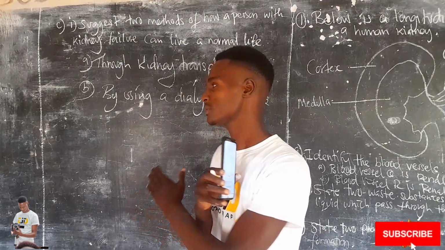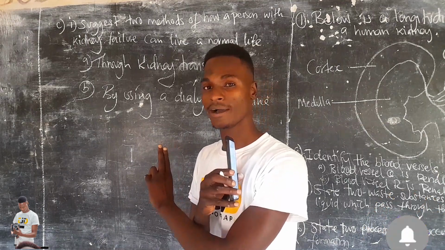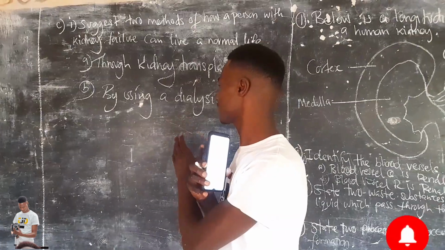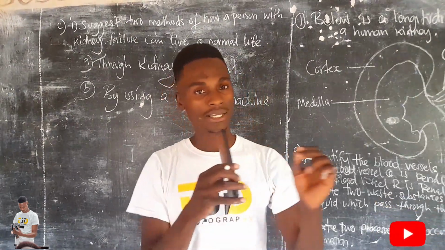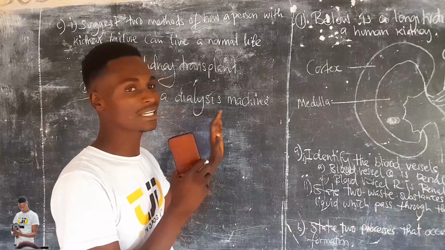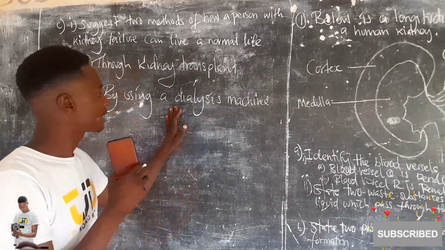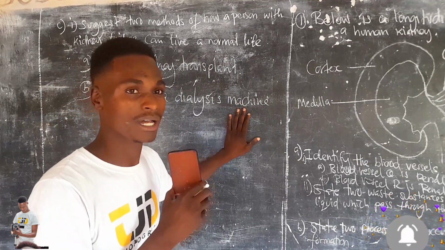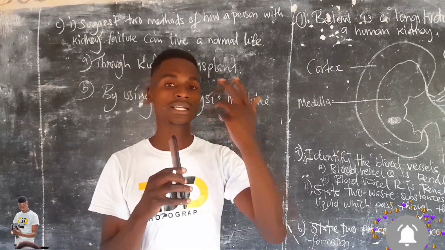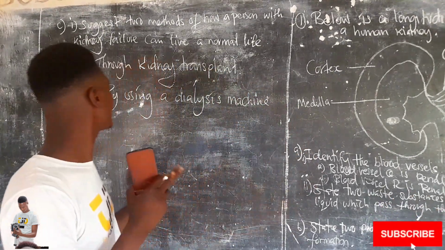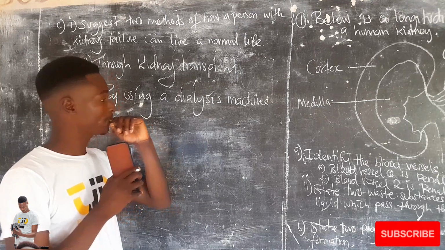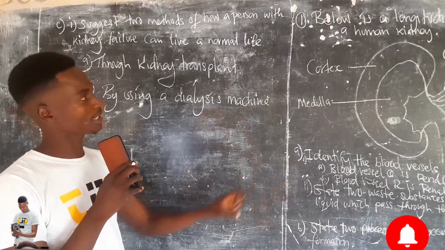And additional information to this is that a person with a kidney failure can live a normal life, yes, but you go to the hospital or the nearest clinic or medical facility and need to be on the dialysis machine for at least 8 hours, twice in a week. Each session is 8 hours. So that's how you can live a normal life if you have a kidney failure. Now, that's all about this question.